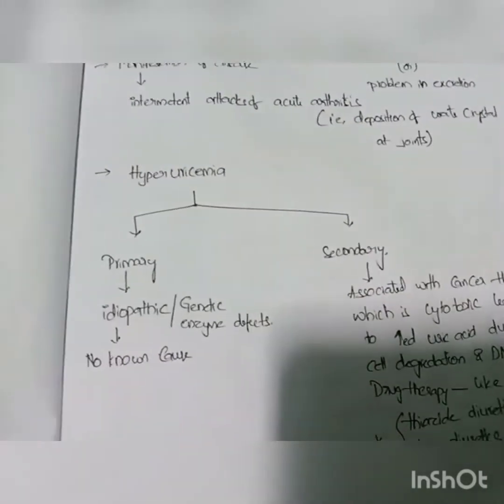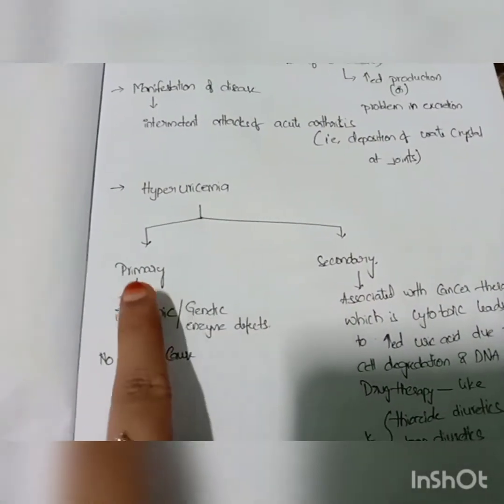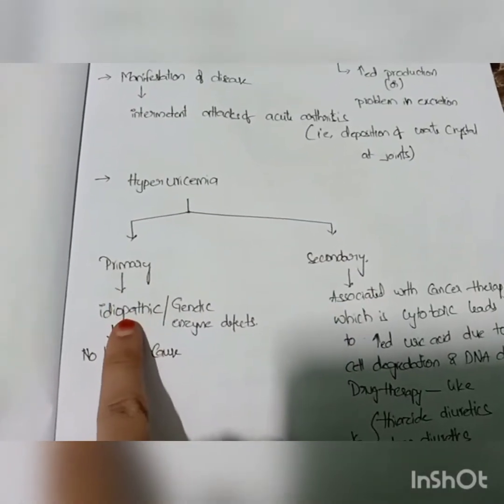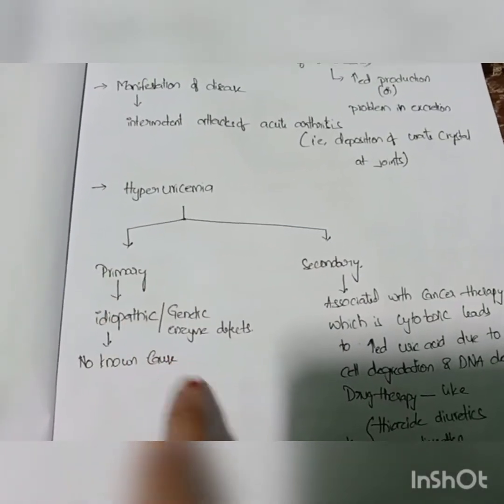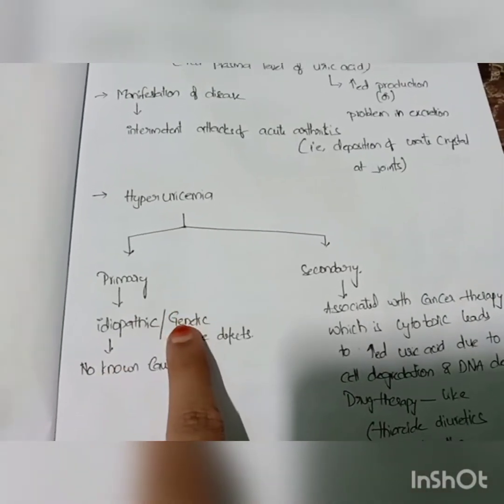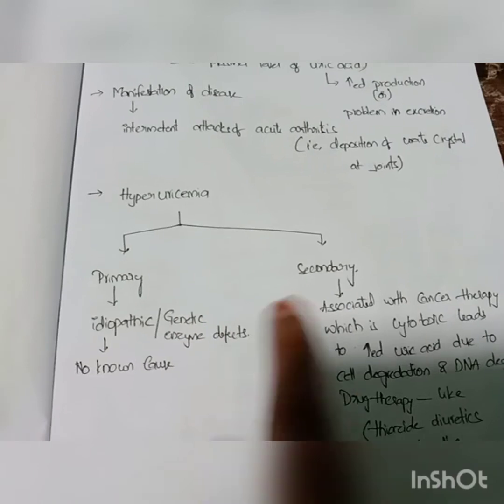Coming to hyperuricemia. What is hyperuricemia? It is of two types, one is primary and one is secondary. Coming to the primary, it is idiopathic, that means no known cause. It may be due to genetic enzyme defects.